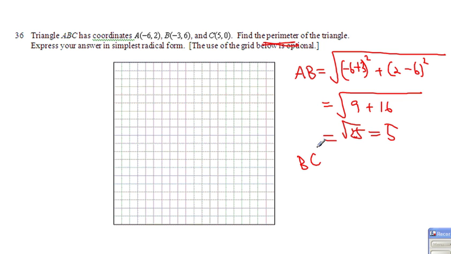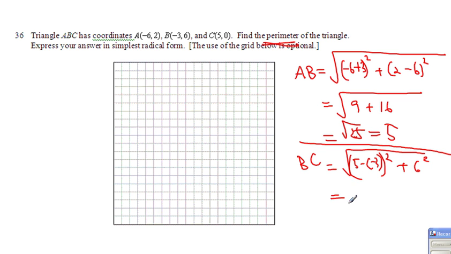How about BC? BC here becomes 5 minus -3 squared. That's the first portion. And then plus 6 squared. That means here we have 8. So square root of 64 plus 36, which is square root of 100, which is equal to 10. So that's BC.